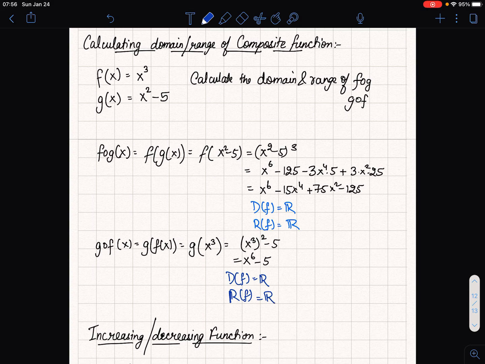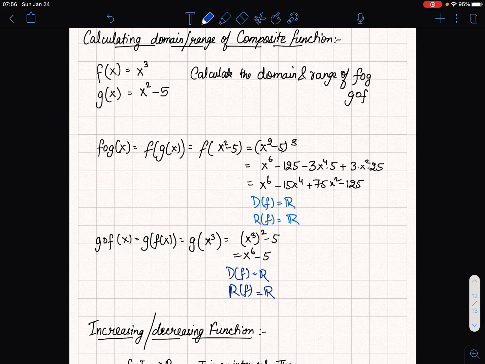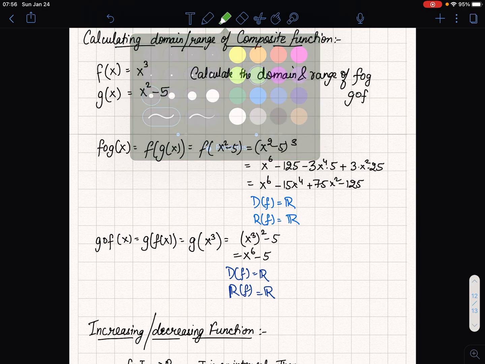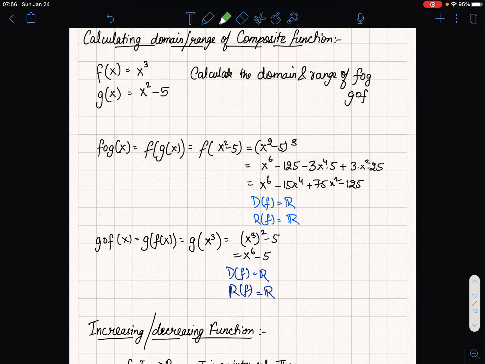What I want to tell is that to calculate the domain and range of f o g and g o f, we just need to first calculate what is f o g and g o f and then use our usual rules to find out the domain and the range.